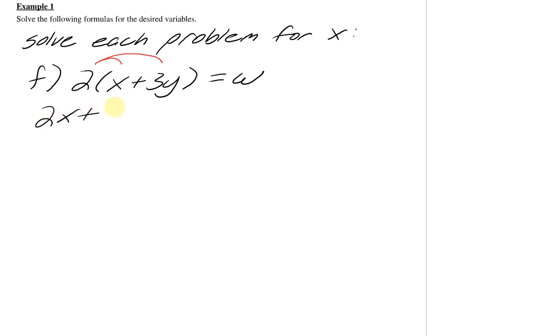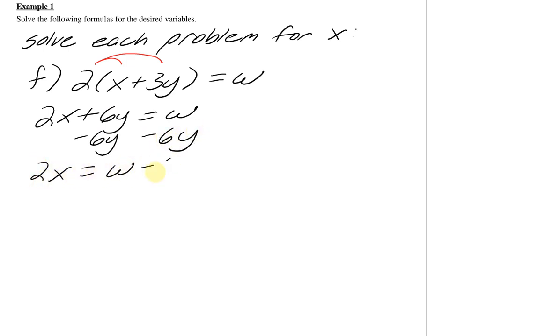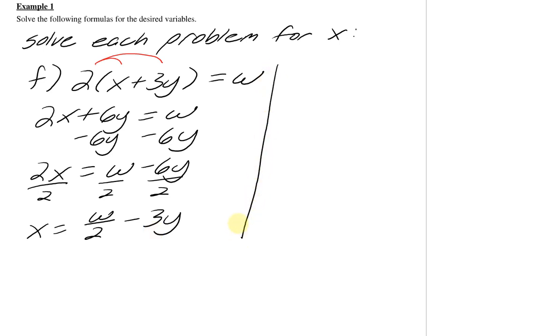So then you get 2x plus 6y equals w, and then you can just go about solving for x. So I subtract off the 6y. I get 2x equals w minus 6y. I divide each part by 2. I get x equals w over 2 minus, well, 6 divided by 2 is 3, so this just becomes 3y. Here is case 1.